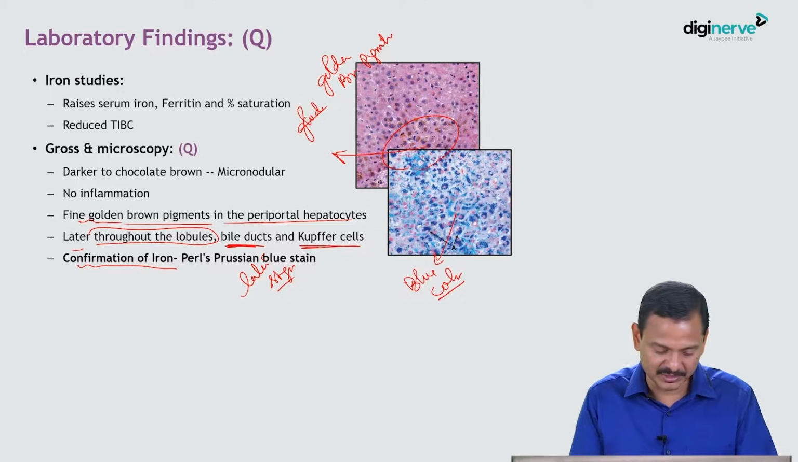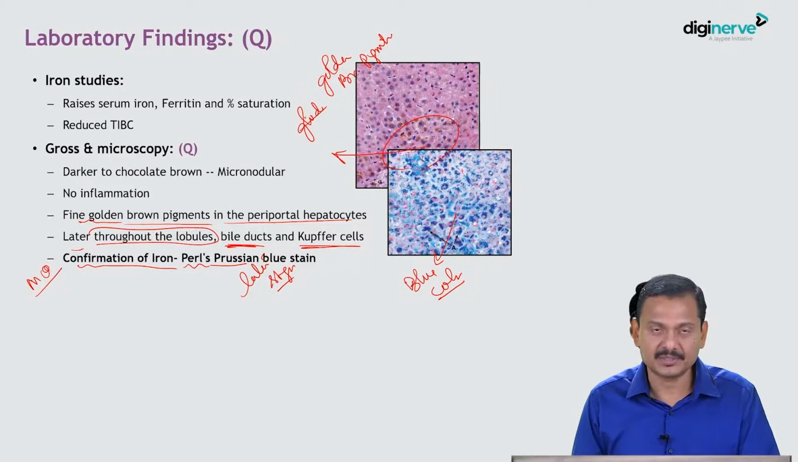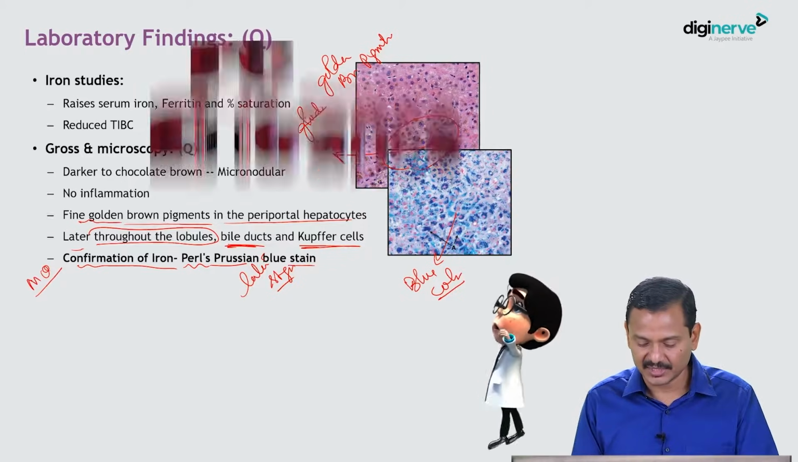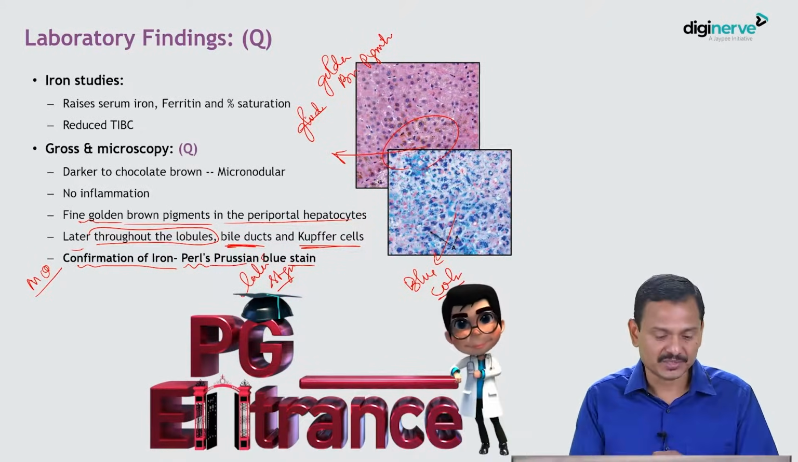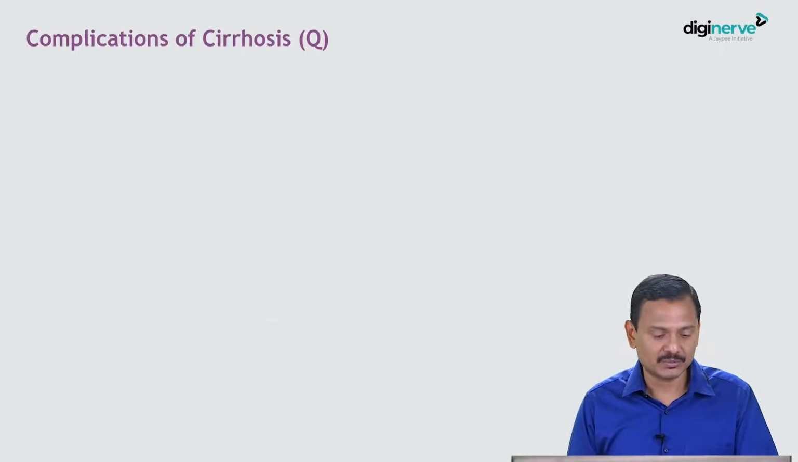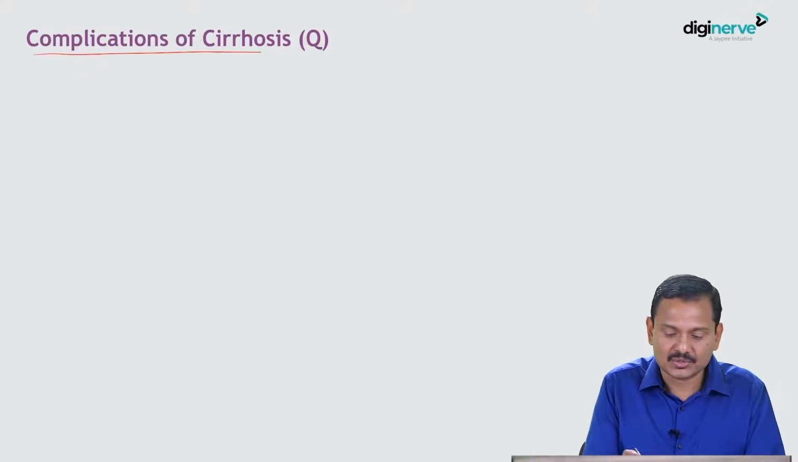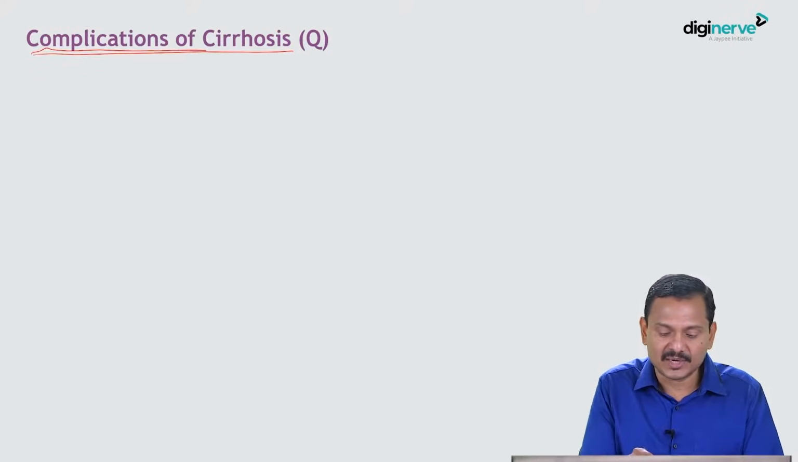So you have to remember for MCQ that for hemochromatosis we need a Perls' Prussian blue stain, and the iron will be stained blue. Okay, so with that we have completed hemochromatosis, and now we will look at some complications of cirrhosis.